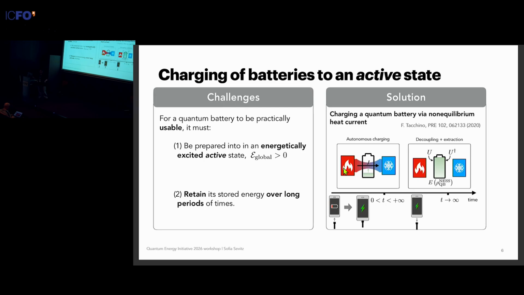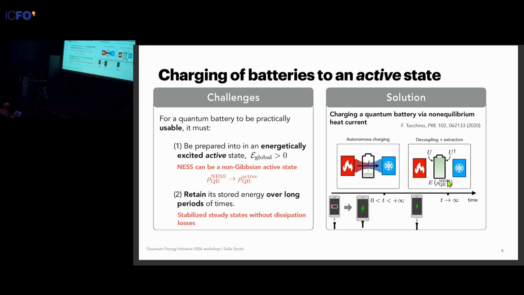And then it gets charged from the time 0 to some non-equilibrium steady state, and the charging is due to the heat current that goes from the hot to the cold, higher chemical potential to lower, whatever you want to say, to a non-equilibrium steady state. And then you end up in a non-equilibrium steady state, which ideally has ergotropy higher than 0, and then when you want to use it, you decouple and you extract the energy.